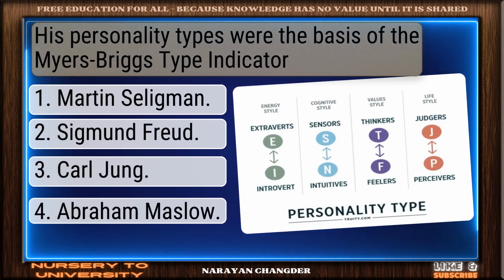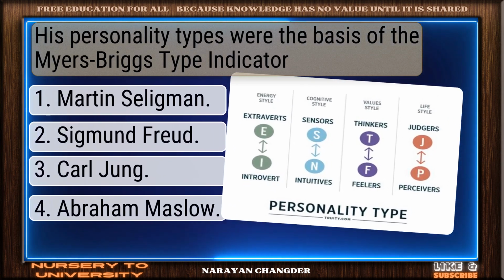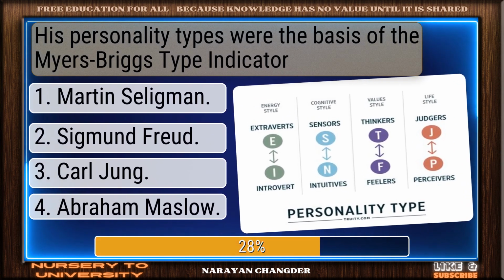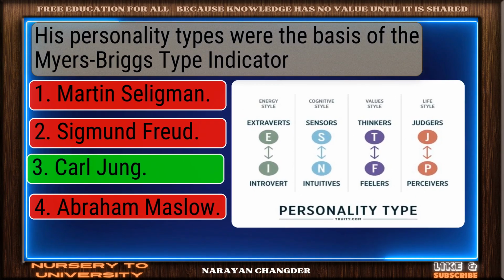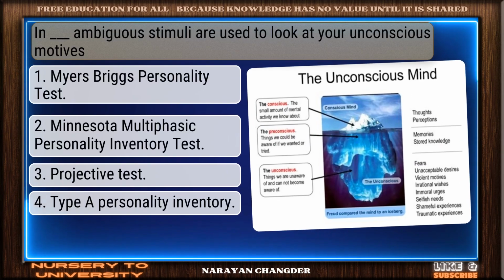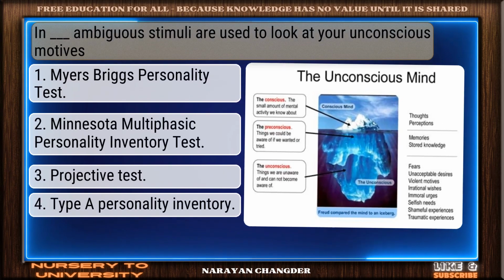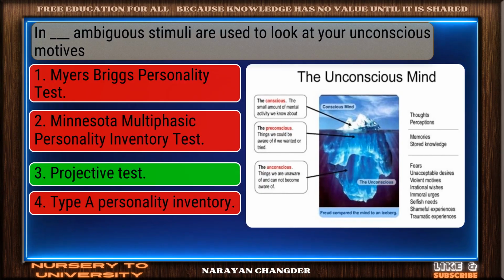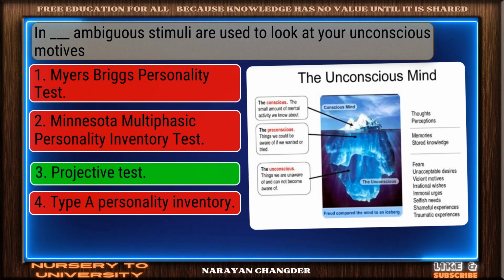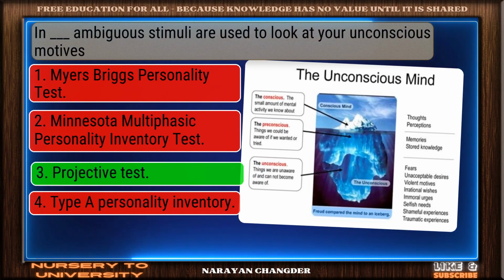His personality types were the basis of the Myers-Briggs type indicator. Right choice. Carl Jung is the best answer. In dash, ambiguous stimuli are used to look at your unconscious motives. Good job. Your answer, projective test, works well here.